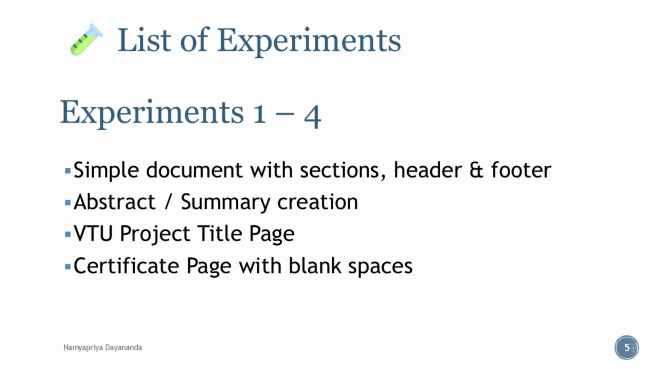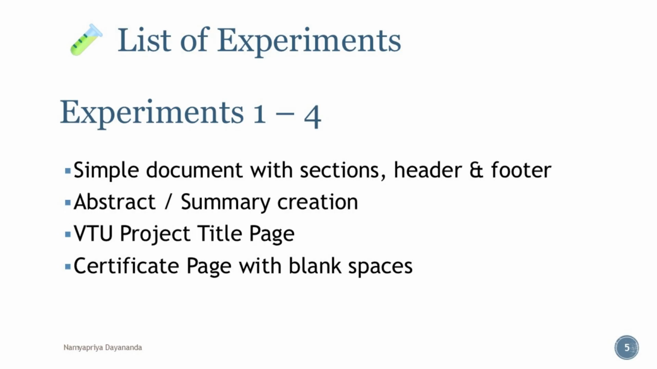Now I'll give you a clear overview of all 12 experiments that you have in practical lab. Simple document with sections, headers, and footers is in the first experiment. You need to create two sections, section 1 and 2, and a dummy text should be added in those two sections. Headers, documents, titles, footers, all these details like institute name, page numbers, all these things should be there in the first experiment.